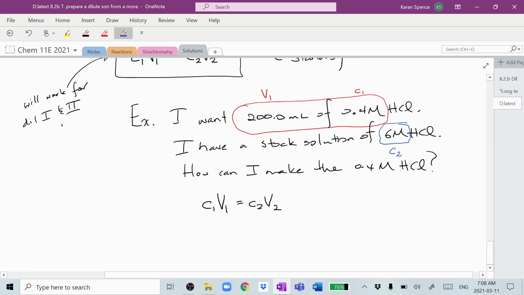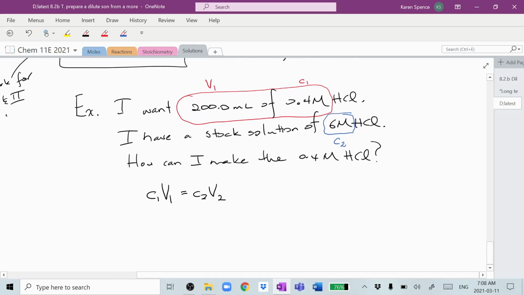Now I don't know my volume of the stock solution that I need. So the volume 2 is the volume of the HCl, which is at 6 molar. I don't know what that volume is. So let's solve our equation for V2. This is our unknown.